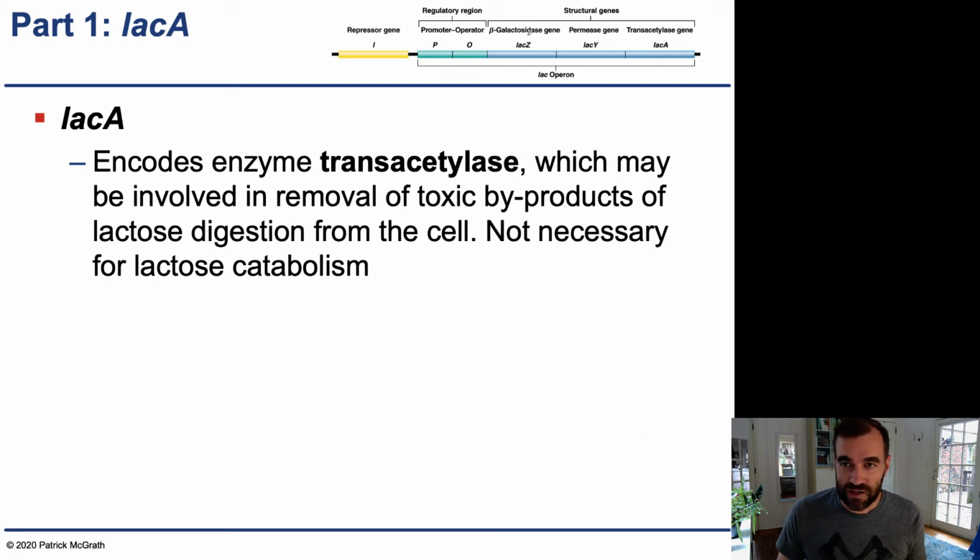If you want to use lactose, the lacZ gene and the lacY gene are essential. So these would both be lac minus phenotypes. Whereas lacA, if you knocked out this gene, if you had a mutant in this gene, the cells are still able to utilize lactose as a sugar source.